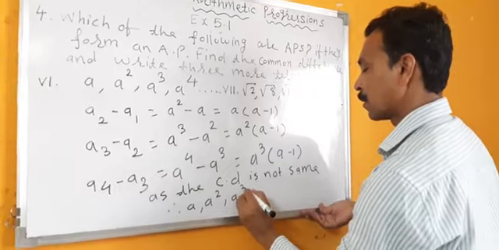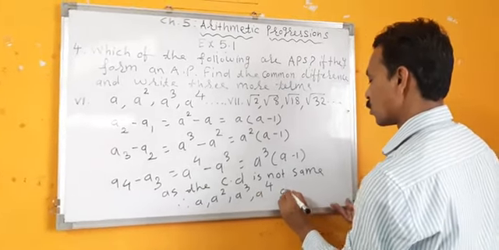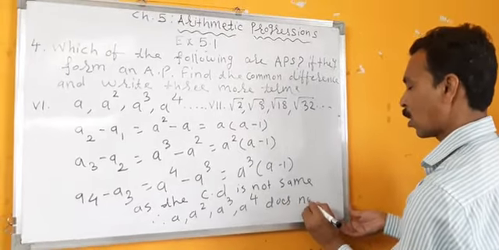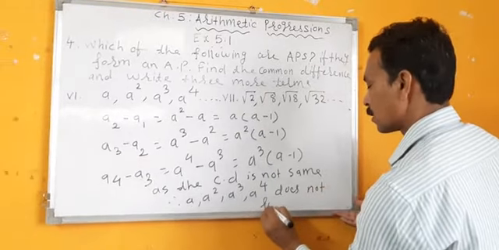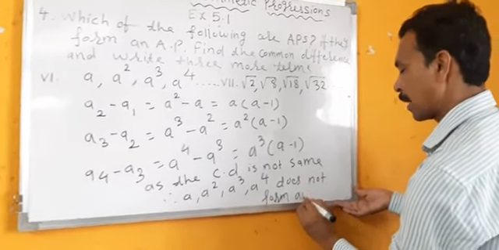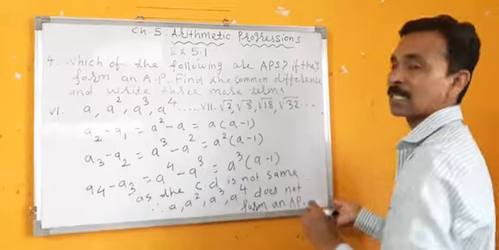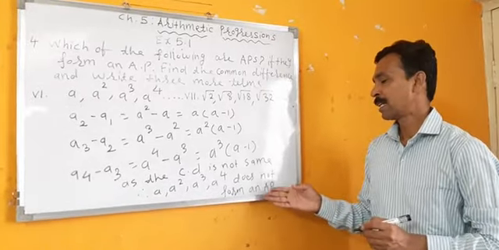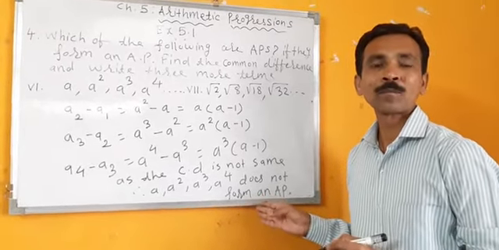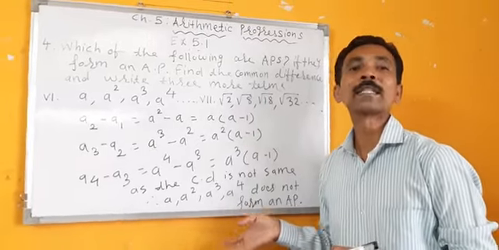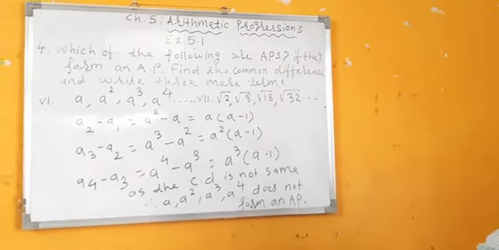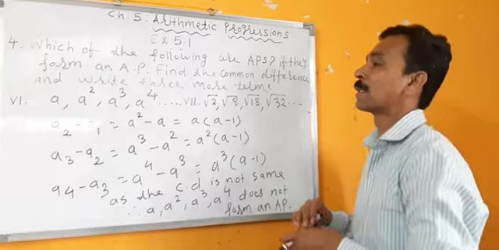Therefore, A square, A cube, A raised to 4 does not form an AP. And if the series does not form an AP, we cannot find more 3 terms. Now we will see the next one.